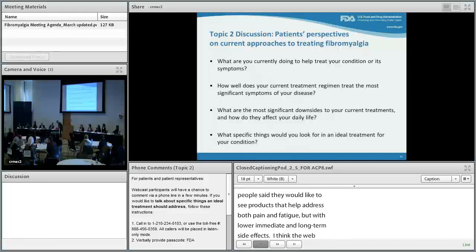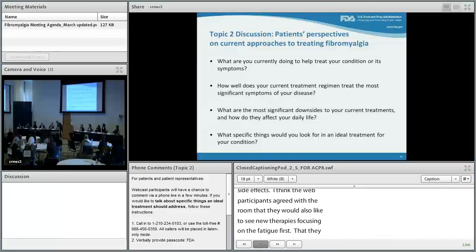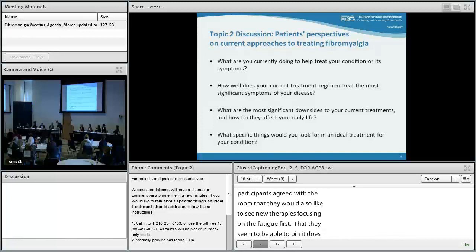I think the web participants agreed with the room that they would also like to see new therapies focusing on the fatigue first, that they seem to be able to manage their pain more so now with current therapies. And then ultimately they would like to see therapies that are not just focused on symptoms, but trying to stop the underlying progression of fibromyalgia. Thank you very much, James.